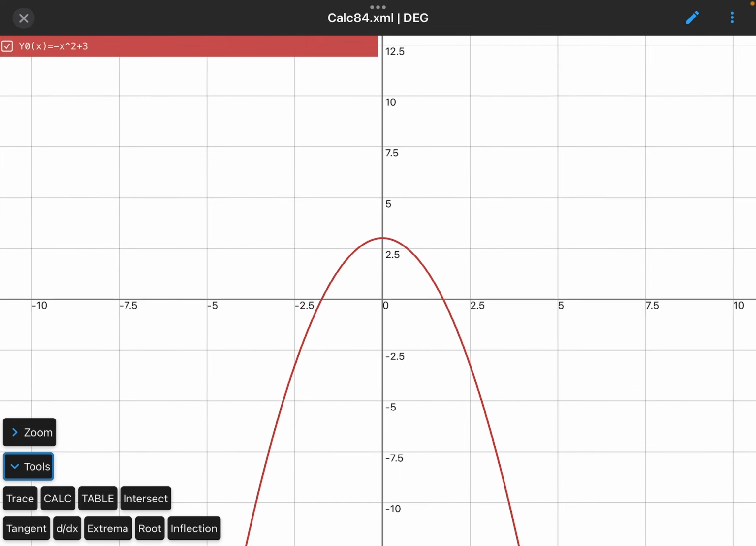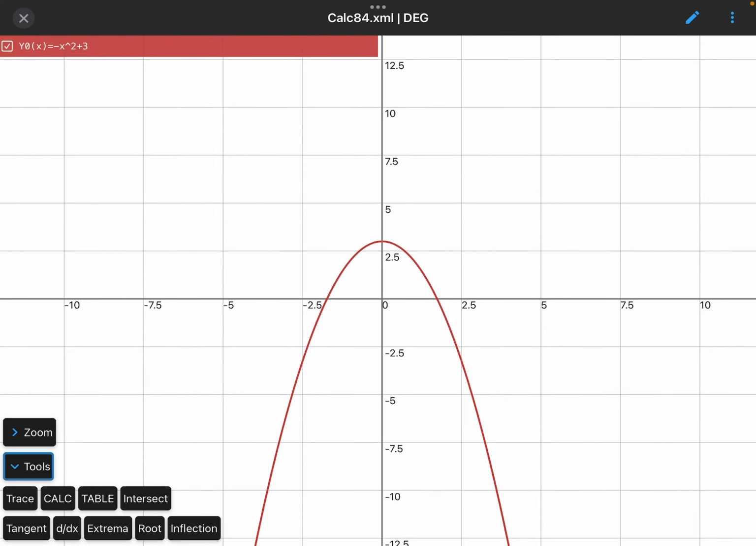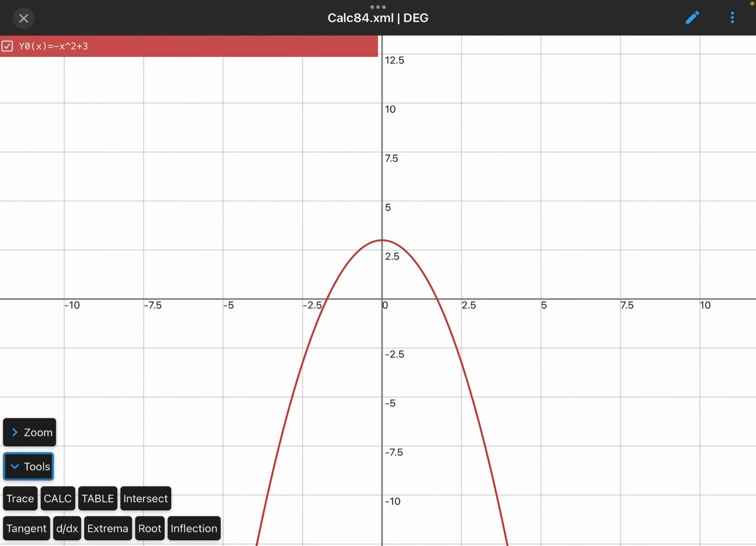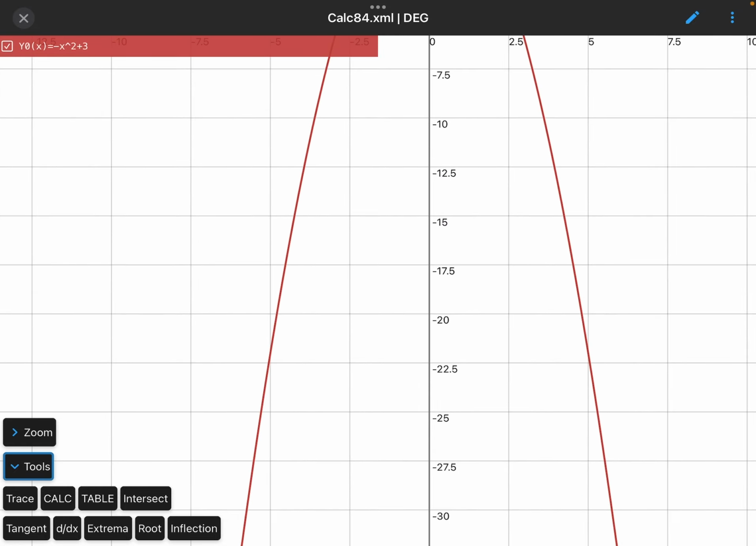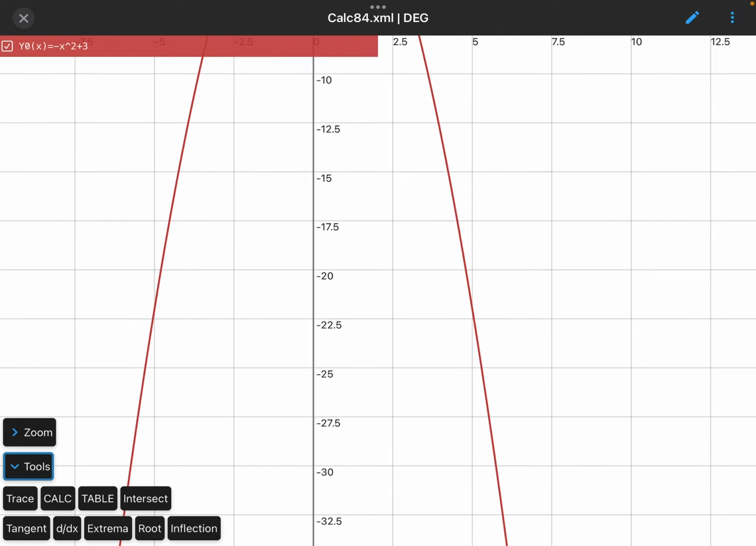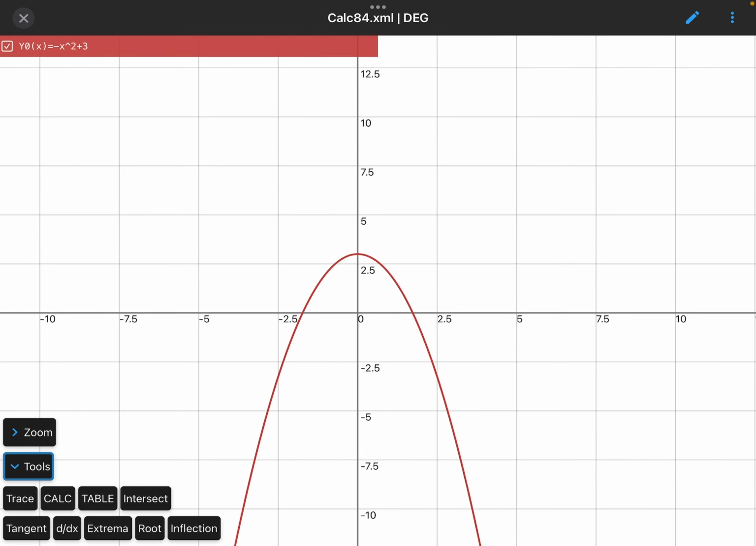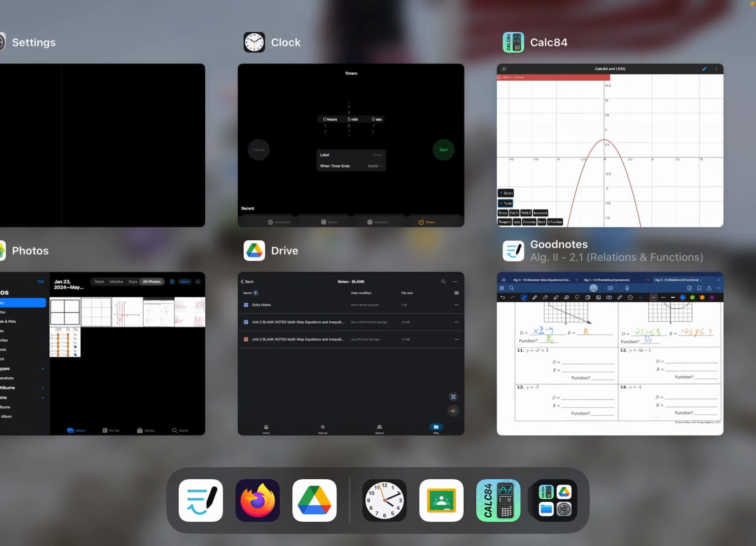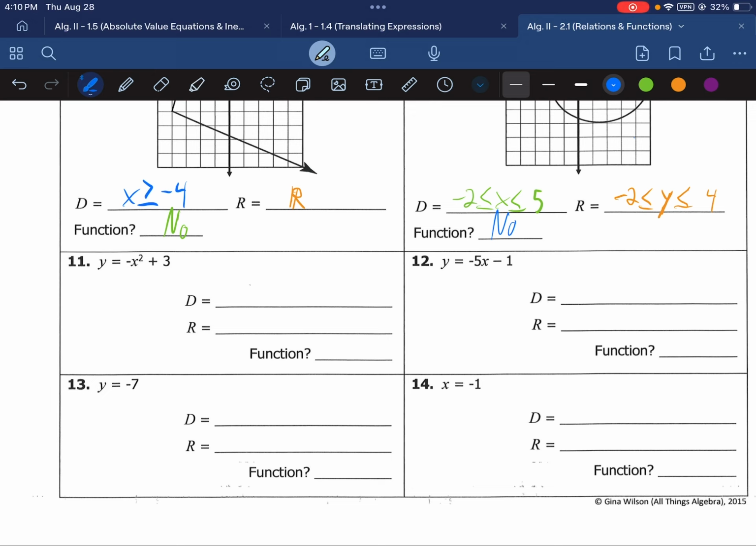And as I see what's going on here, I can zoom in, I can zoom out, all this stuff, and I notice that as I move throughout the graph, it looks like it's going forever left and down, as well as forever right and down. So my domain appears to be every single number, all the real numbers. So I'm going to put real numbers, or all real numbers.